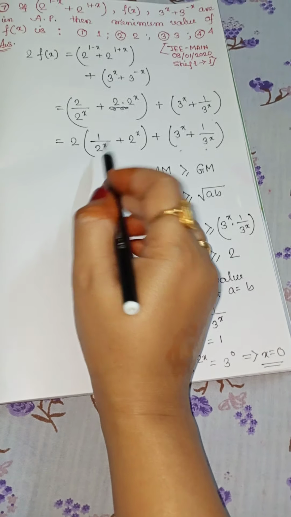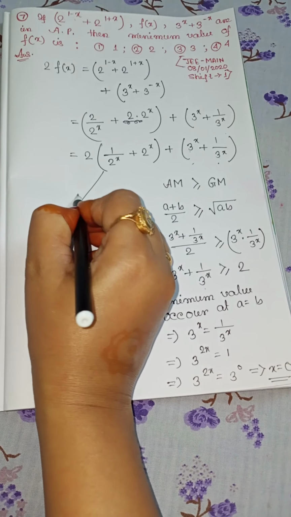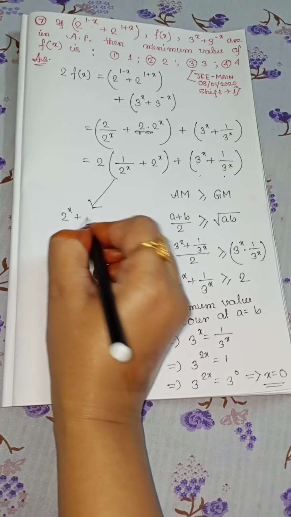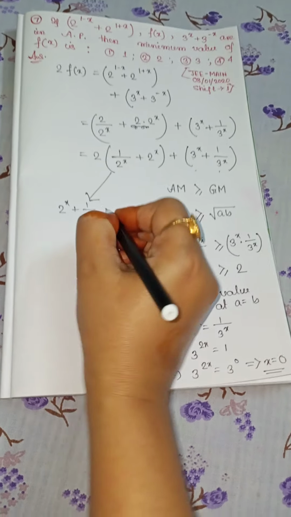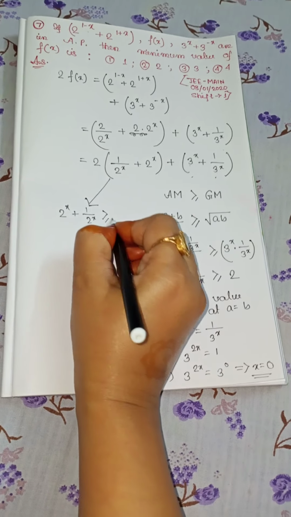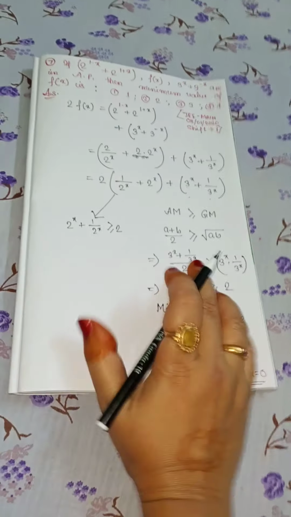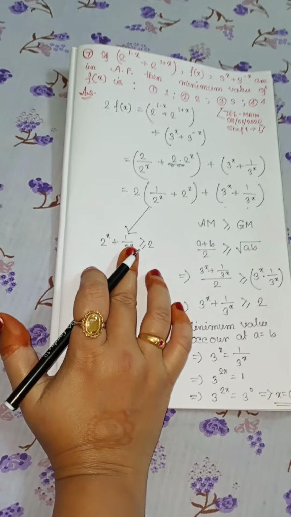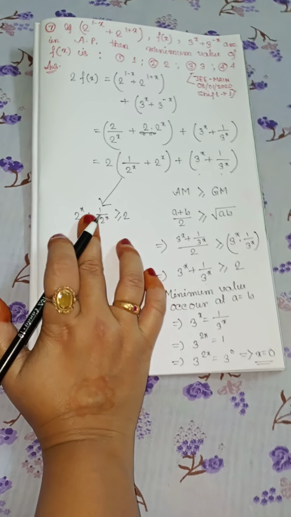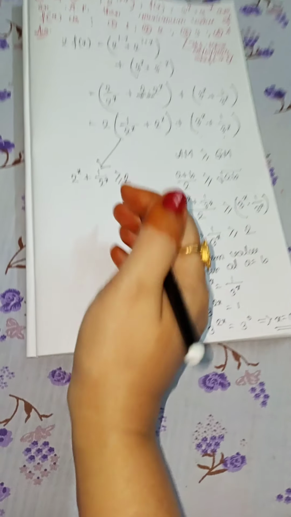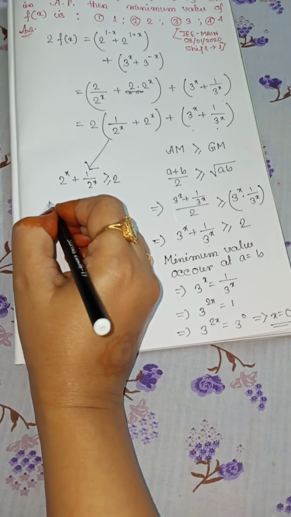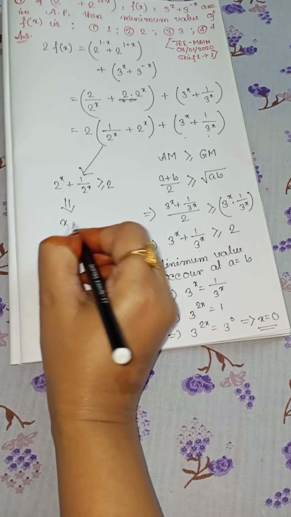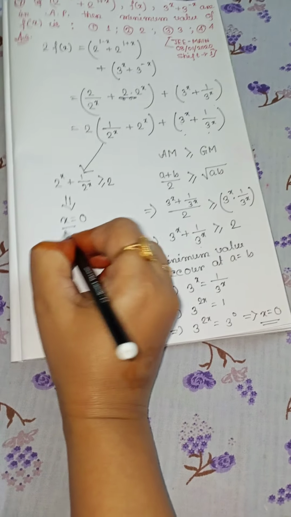Similarly, we may say that 2^x plus 1 by 2^x is also greater than or equal to 2, as it is also a reciprocal function, applying AM greater than or equal to GM here. So here also x is equal to 0.